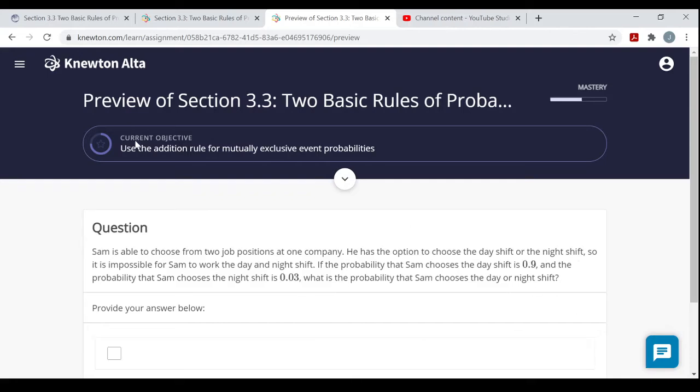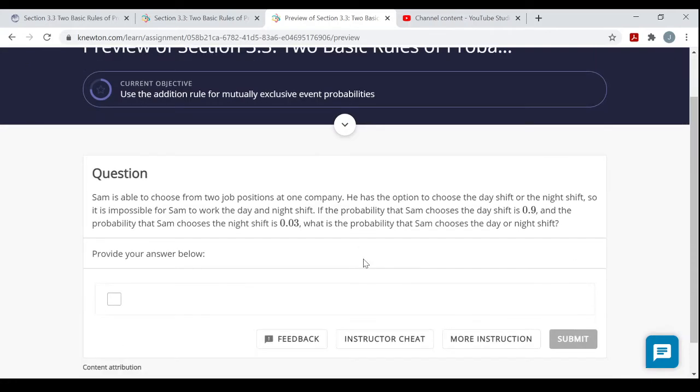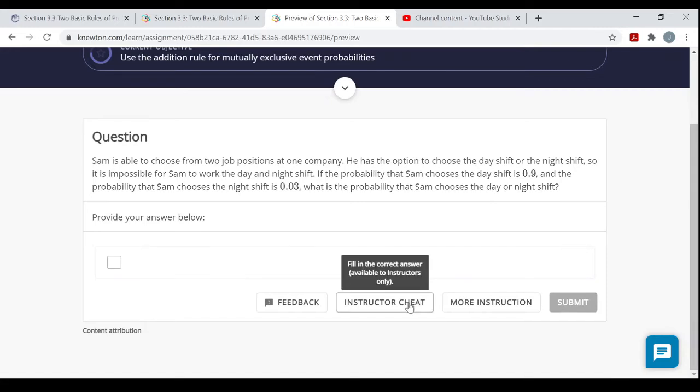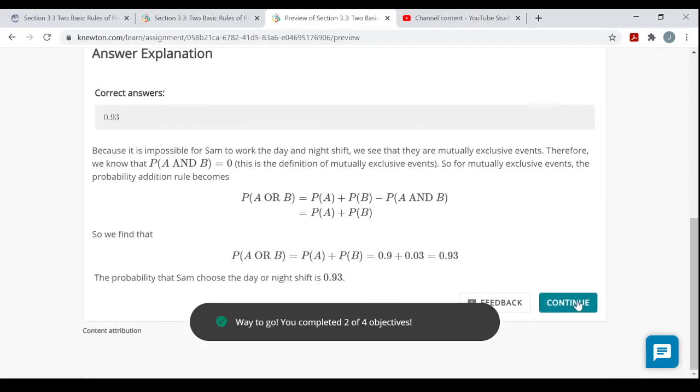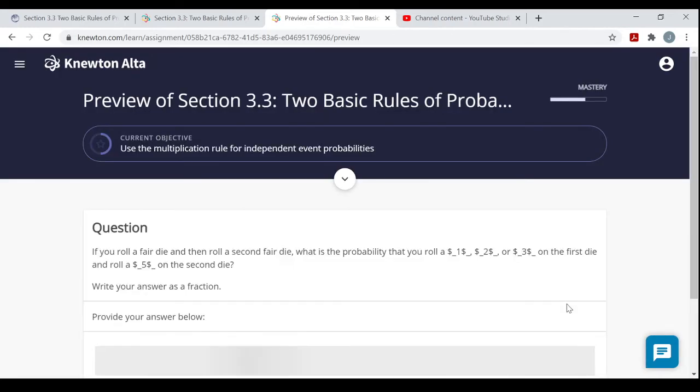All right, so this is the same thing with the addition rule, so I'll leave that to you. I'm just going to do the instructor cheat. And again, you're going to see different problems than me anyway, but you've seen me do the addition rules already. Okay, now the rest of it is on multiplication rules.